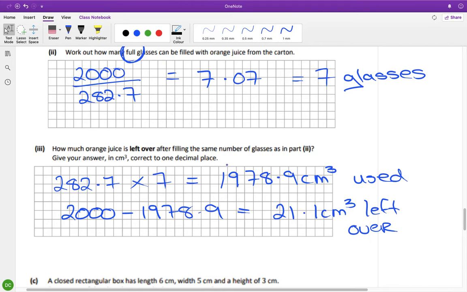Okay. So presuming they're filling the 7 glasses, that's what it says, and we know that each glass takes 282.7 because we worked that out in the previous one. Multiply them, you get your 1978.9, and there was 2000 in the carton, so subtract.